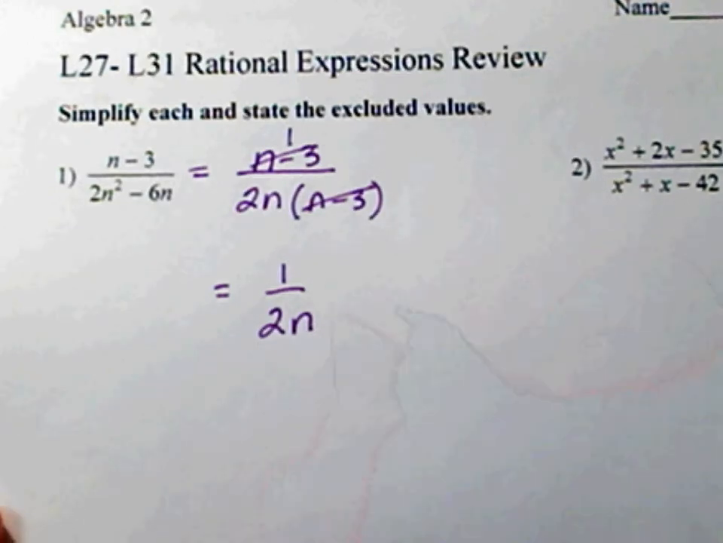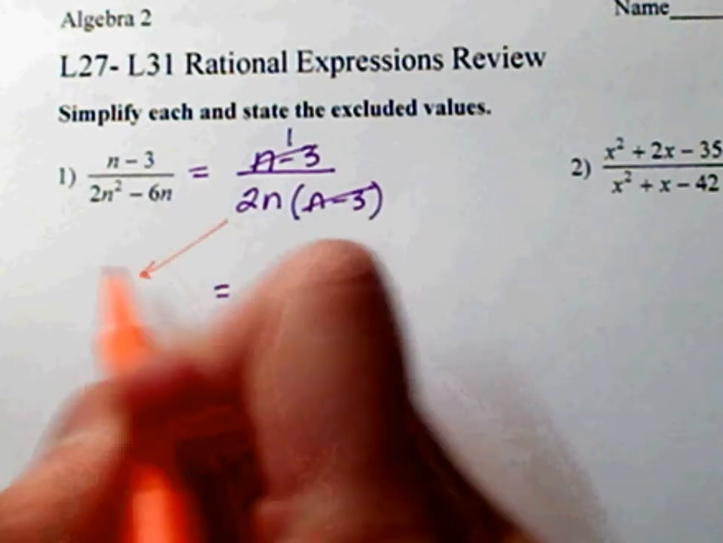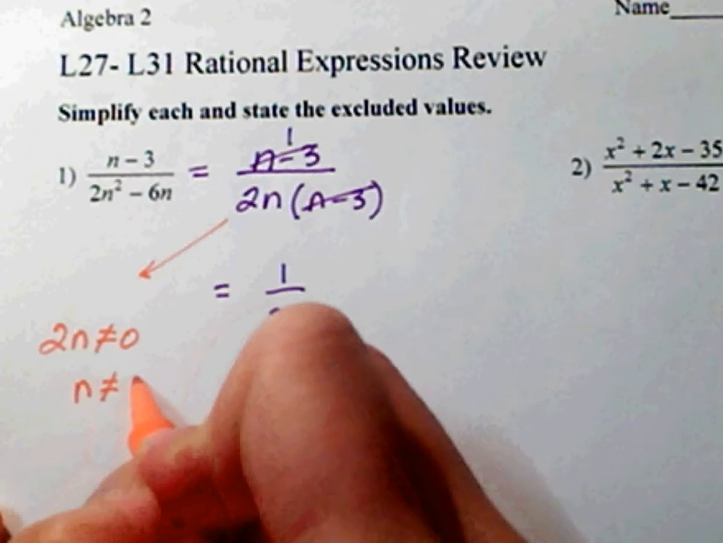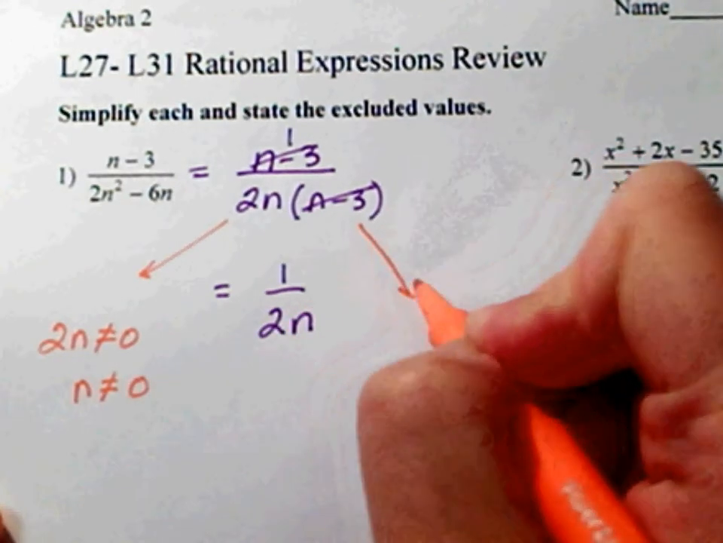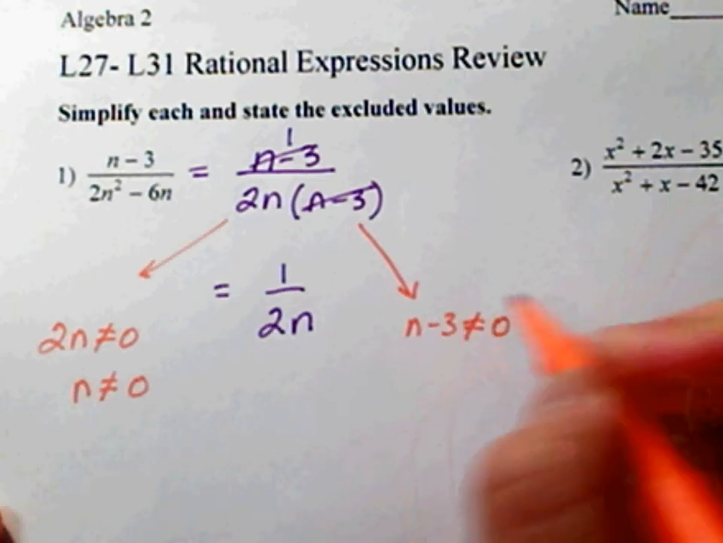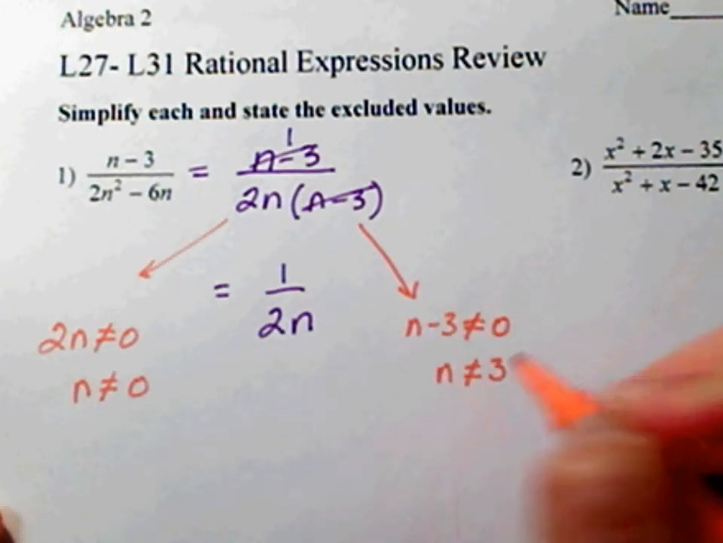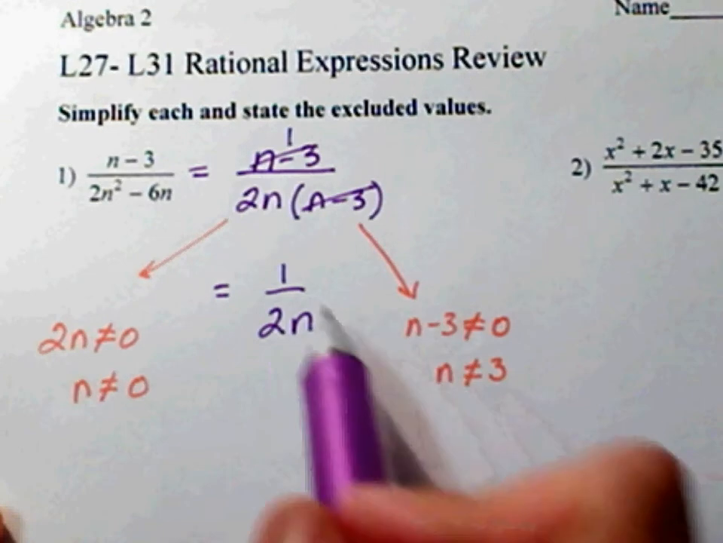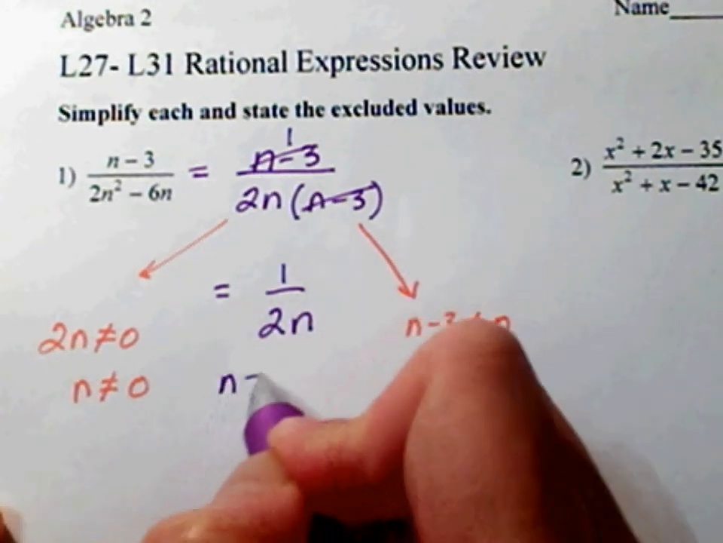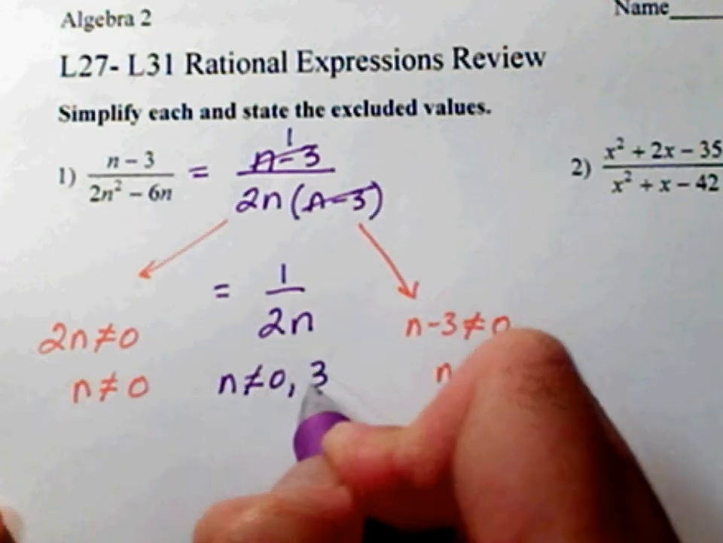And what can n not be? You take a look at the denominator. Set that one equal to 0. So n cannot be 0. Take the next factor as well. N minus 3 cannot be 0. So n cannot be 3. So your final answer is 1 over 2n, and n cannot be 0 or 3.